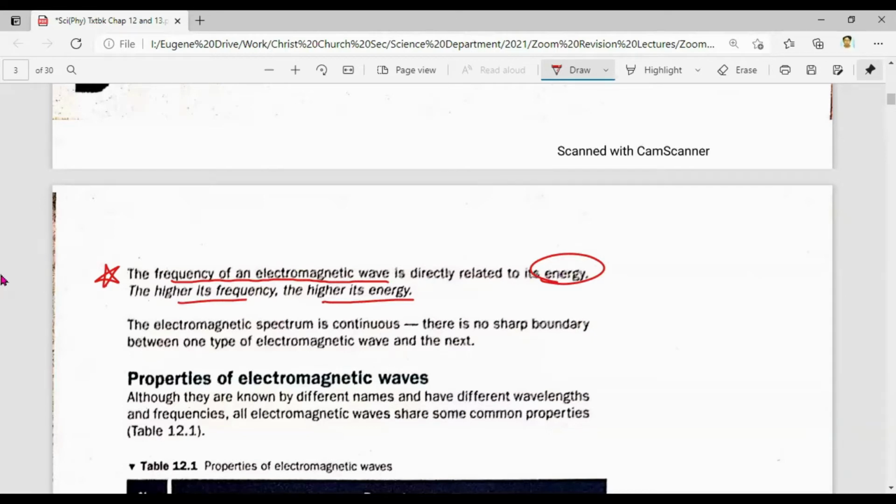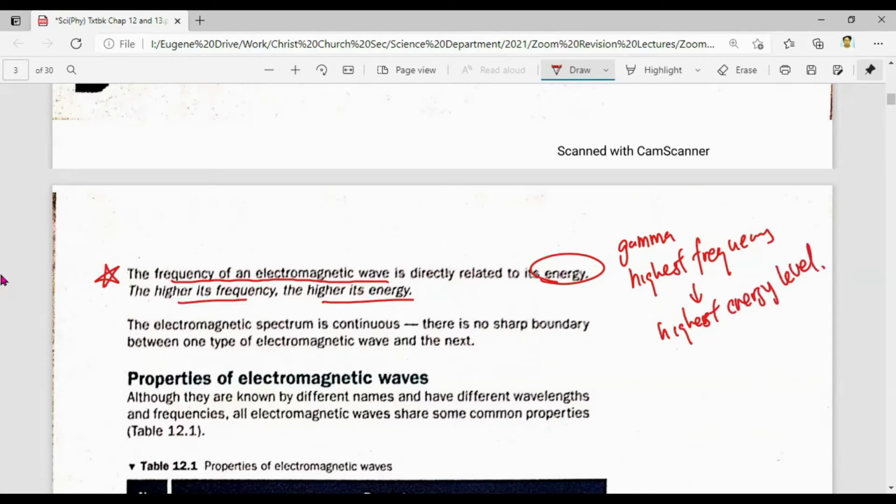Why do I say so? It's because gamma ray is on one end of the spectrum. We know that this is an EM wave that is very dangerous because it can kill people. Why is it able to kill people? Because it has the highest frequency, which means it has the highest energy level. Imagine such a high energy beam shoots at you. Obviously, you're going to feel its effect. So just take note of this part.